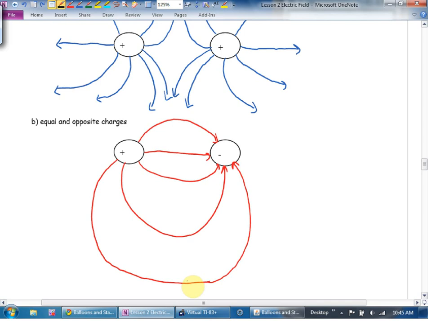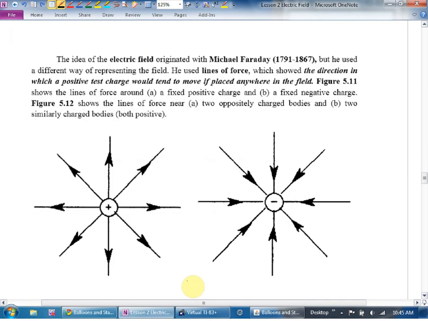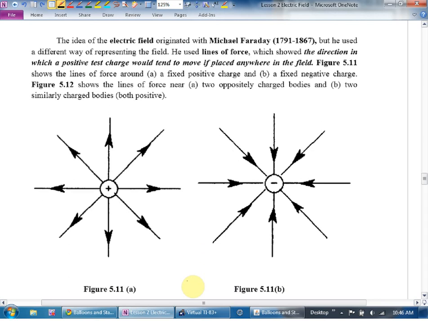Turn the page. So the idea of the electric field originated with Michael Faraday. I'll go on a rant about Michael Faraday, one of my all-time favorite scientists, but on another day. But he used a different way of representing the field. He used lines of force, which show the direction which a positive test charge would tend to move if placed anywhere in the field. There is the electric field diagram for a positive all by itself.